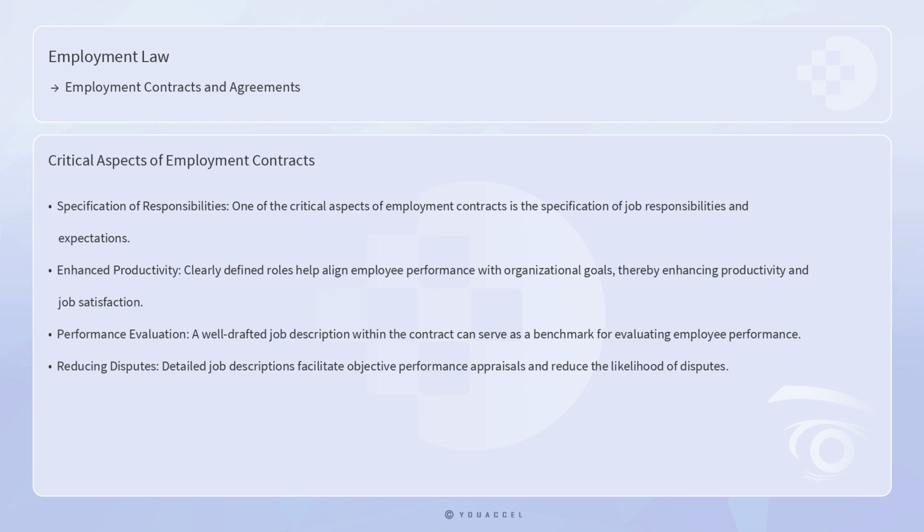One of the critical aspects of employment contracts is the specification of job responsibilities and expectations. Clearly defined roles help align employee performance with organizational goals, thereby enhancing productivity and job satisfaction. For instance, a well-drafted job description within the contract can serve as a benchmark for evaluating employee performance, thereby facilitating objective performance appraisals and reducing the likelihood of disputes.